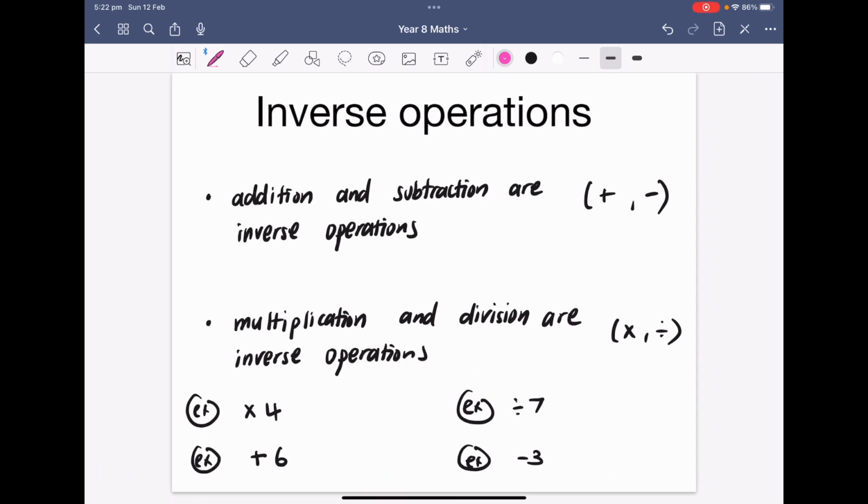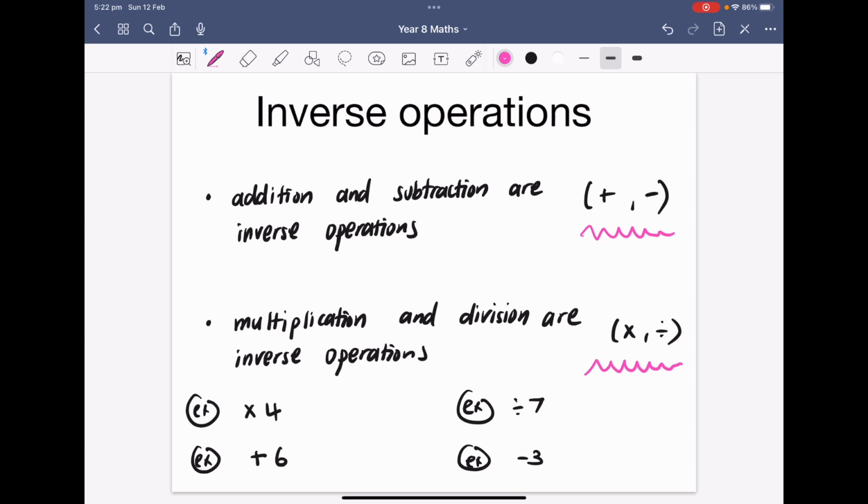Next, we'll look at inverse operations. Addition and subtraction are inverse operations. So you could think of them as a pair. Multiplication and division are inverse operations. So here's another pair. Let's take a look at the examples.